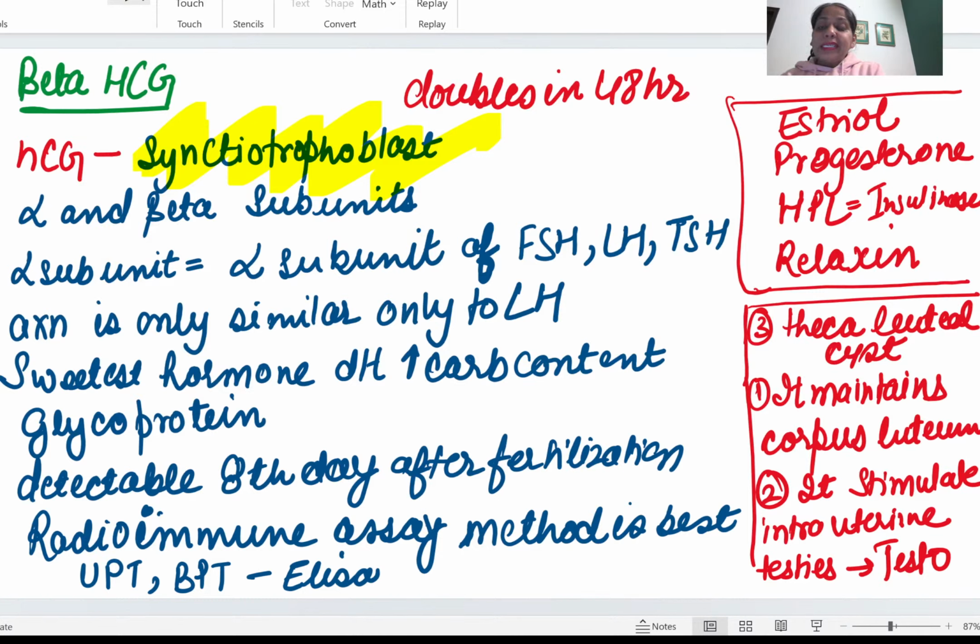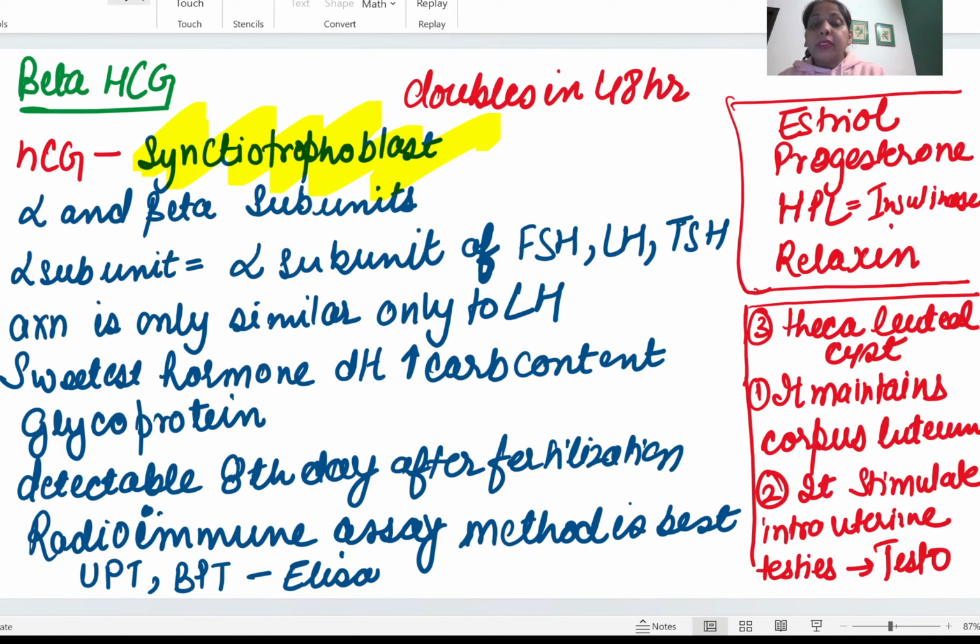Okay, HCG is secreted by the syncytiotrophoblasts, and HCG has two units, alpha subunit and beta subunit. A lot of questions have been asked on HCG. You have to learn it, each and every word. HCG has two units, alpha subunit and beta subunit.